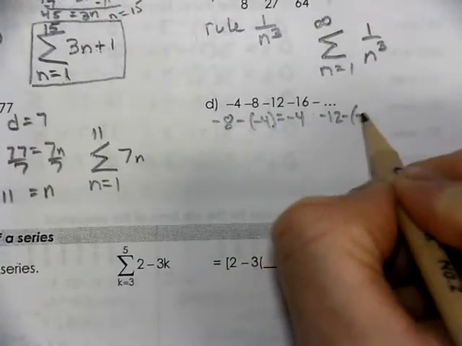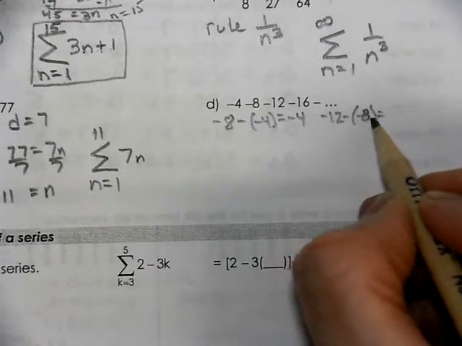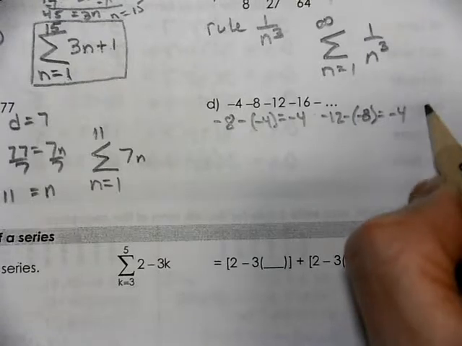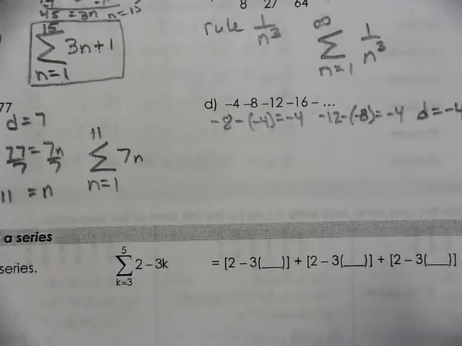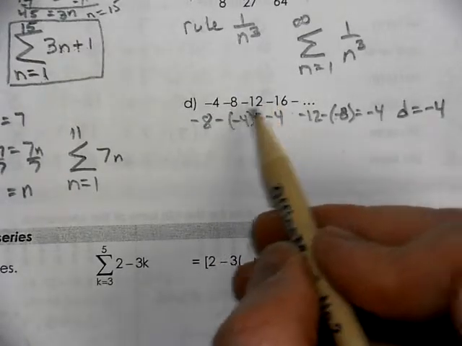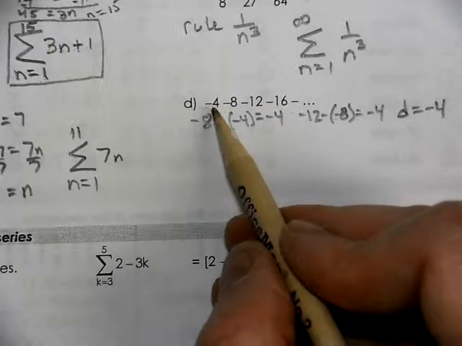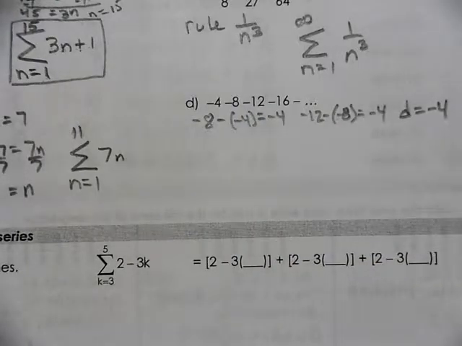We're taking the term minus the term before it. Negative 12 plus 8 is negative 4. We have this common difference of negative 4. We're subtracting 4 every time, and that makes the numbers get smaller and smaller. That's why they're negative.